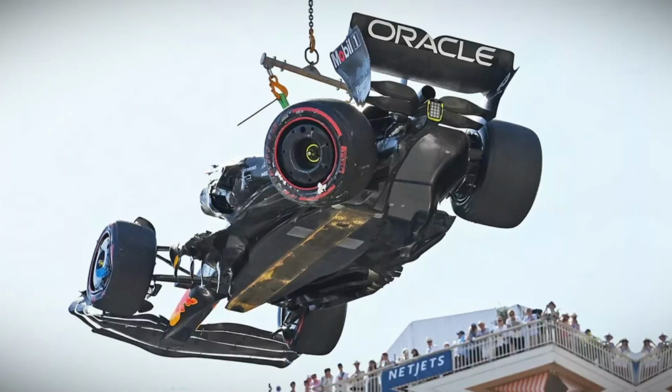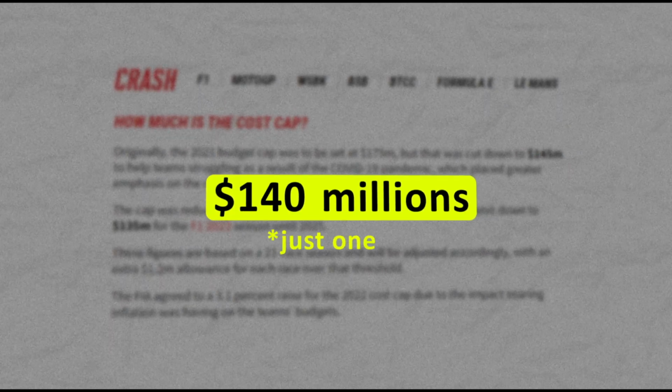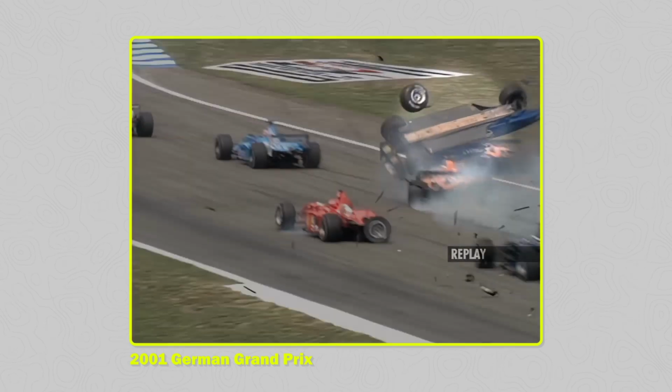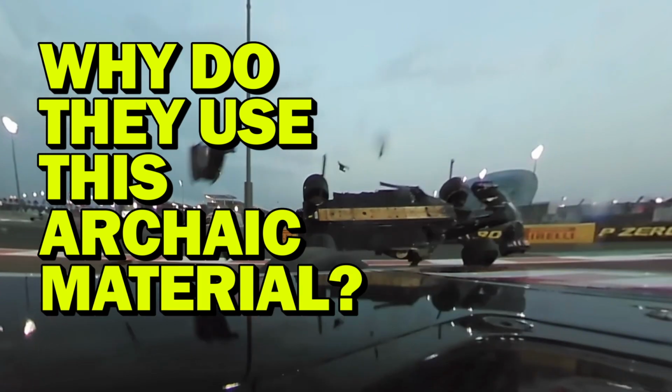Have you ever noticed that despite Formula One teams spending literally hundreds of millions of dollars on just one car, they often use a wooden plank to cover the flaws of their stunning machine? With all this modern technology, why do they use this archaic material?